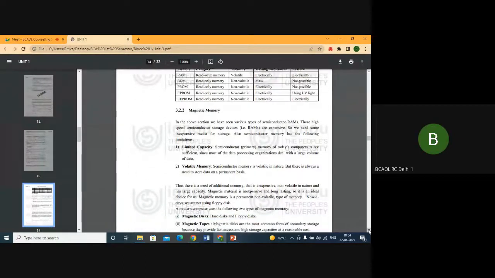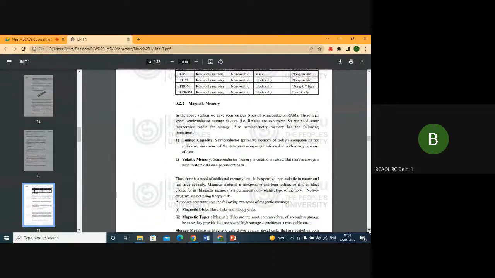Generally, your system will have PROM only, not EPROM. They will not have that because those are for special applications, not for us. So we don't require to change our BIOS. We don't change our BIOS.